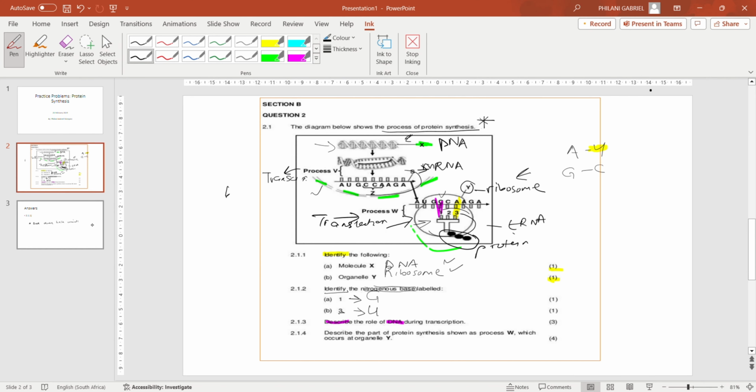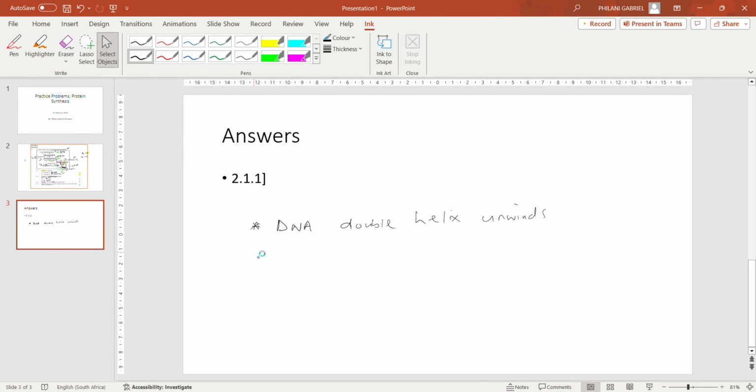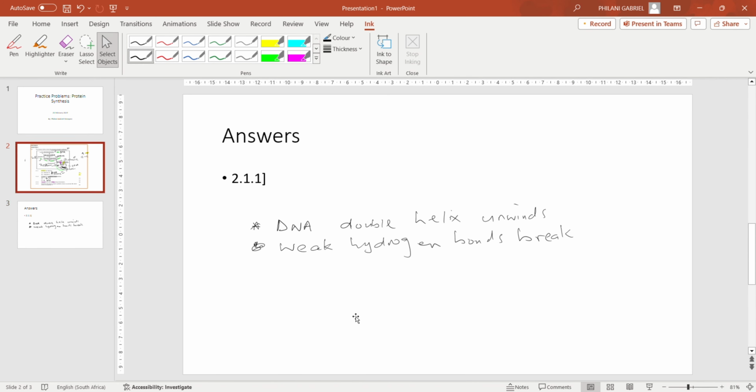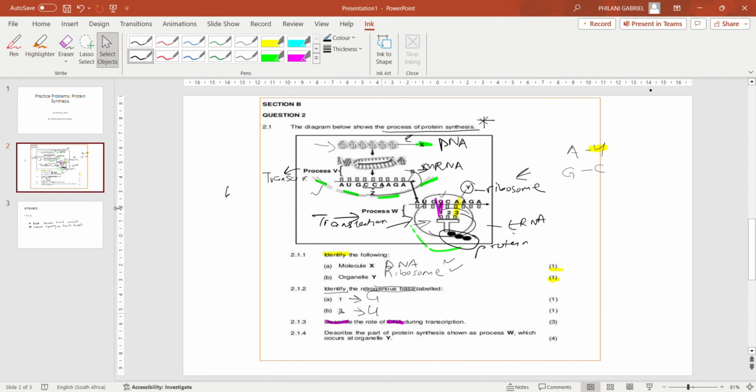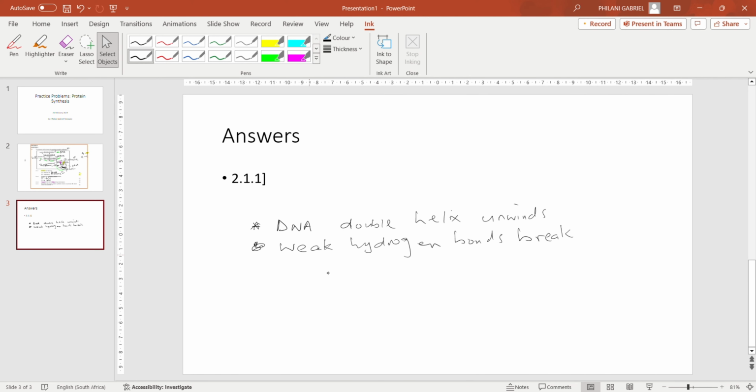So the DNA double helix structure has to unwind, and also what else happens? The weak hydrogen bonds between nitrogenous bases will have to break. That's another point we can mention. It is still DNA that is doing all these things. So we are actually being asked what is the role of DNA during the transcription process. So when the weak hydrogen bonds break, what actually happens?